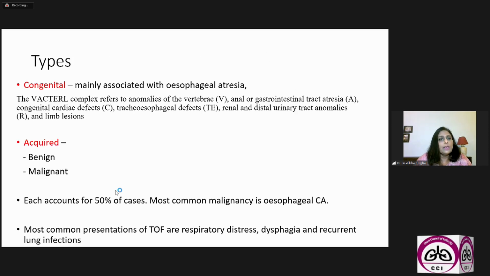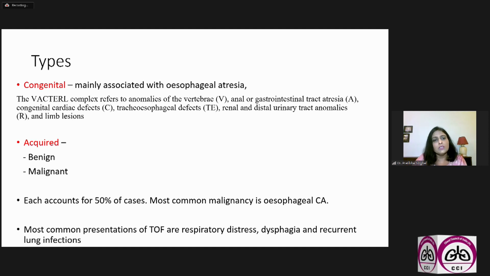Different types are congenital, which are mainly associated with esophageal atresia. Sometimes they can be associated in children with the VACTERL complex, which has various other anomalies, including the vertebrae, cardiac defects, and renal and urinary defects. And in acquired, we have the benign and the malignant, and both approximately form about 50% of the cases of TOF that present to us.